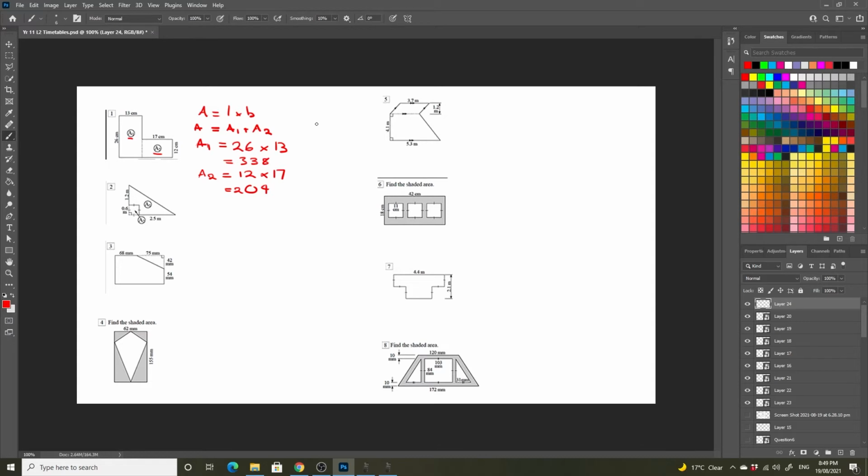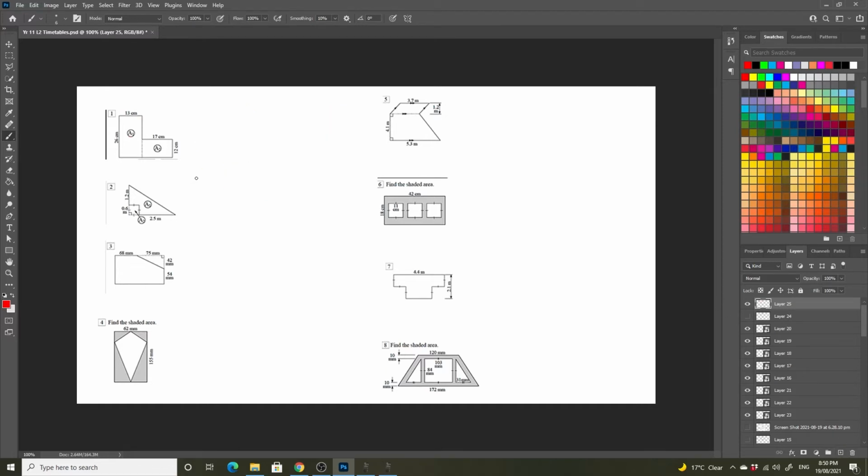Now, to find out our total area, this is going to be equal to A1 plus A2. So 338 plus 204, which is going to be equal to 542. Now remember, it's centimeters squared, because we're dealing with area, and the units we used to define all these different lengths were centimeters. Alright, so let's just make some more space, and then we'll do 2.